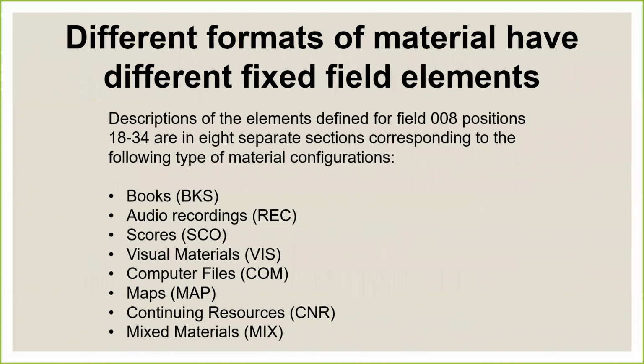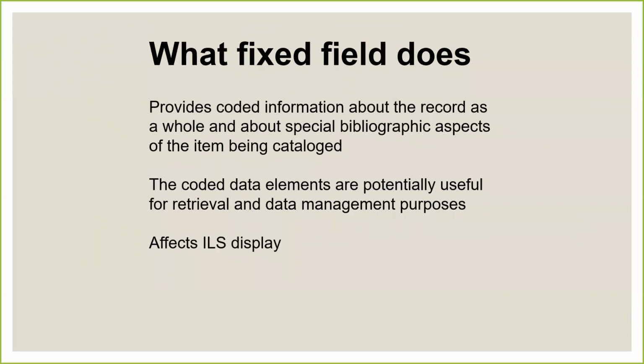There are 8 different formats where you will code the fixed field that are unique to that particular format. The formats are books, audio recordings, scores, visual materials including video recordings, kits, games, etc., computer files, maps, continuing resources or serials, and mixed materials. In addition to affecting the OPAC display, the fixed field can also help limit searching when you use advanced search features. They distinguish the format of the material and correspond with information in the variable fields.